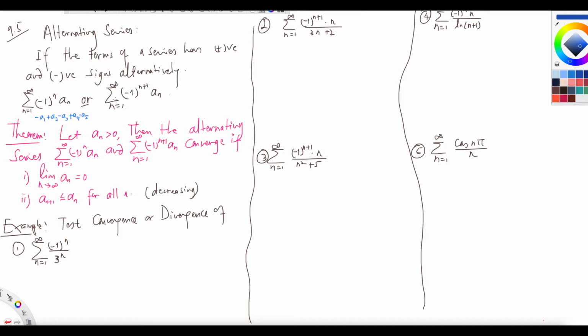Another alternating series here is negative 1 to the n plus 1 times a_n. If you take n equals 1, you will get positive a1. So it is like a1 minus a2 plus a3 minus a4 and so on. In this series the odd subscript terms are positive and the even subscript terms are negative. Either of those are alternating series because their signs come alternately, plus and then minus and then plus and then minus.